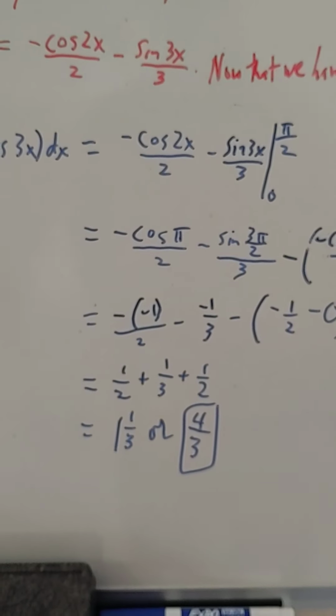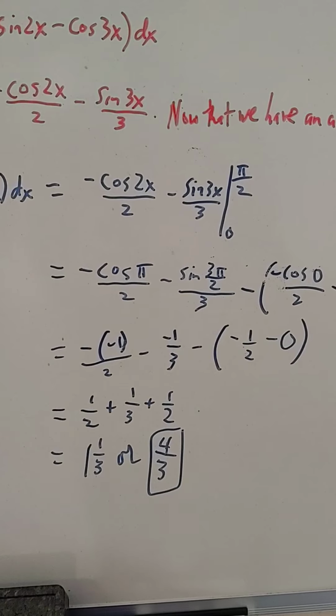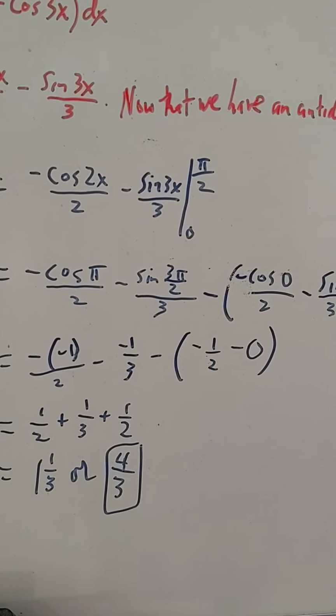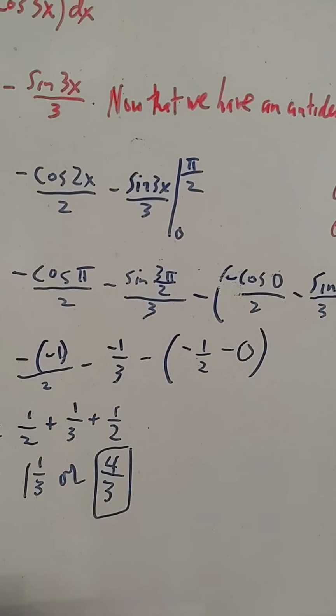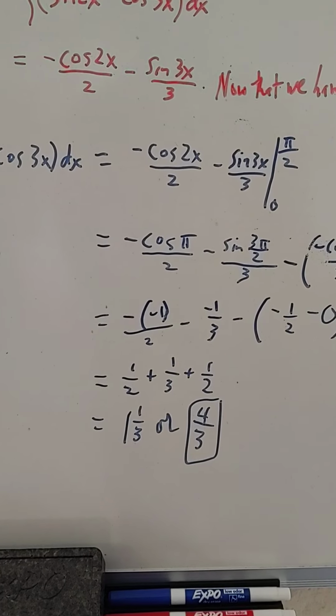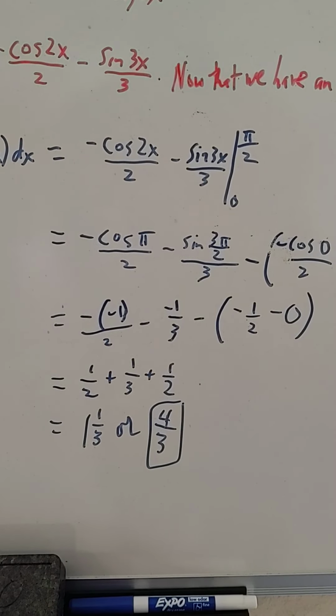And then you just simplify. Minus a -1 over 2 is a positive 1/2. Minus a negative means plus the 1/3. And when I distribute that negative in the parentheses, I get a plus 1/2 plus 0, which you don't have to write. Then 1/2 plus 1/2 is 1. 1 plus 1/3 is 1 1/3, or 4/3 as an improper fraction.